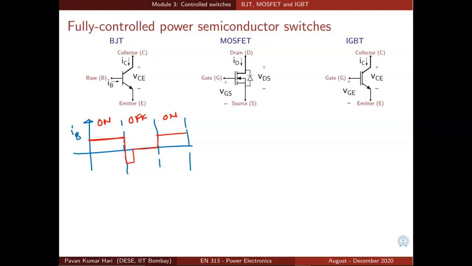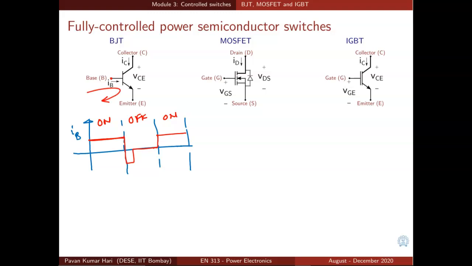So always current flows into the control terminal part of the device. So power is consumed by the device even when it is on, through the control terminals. That is what is control effort.